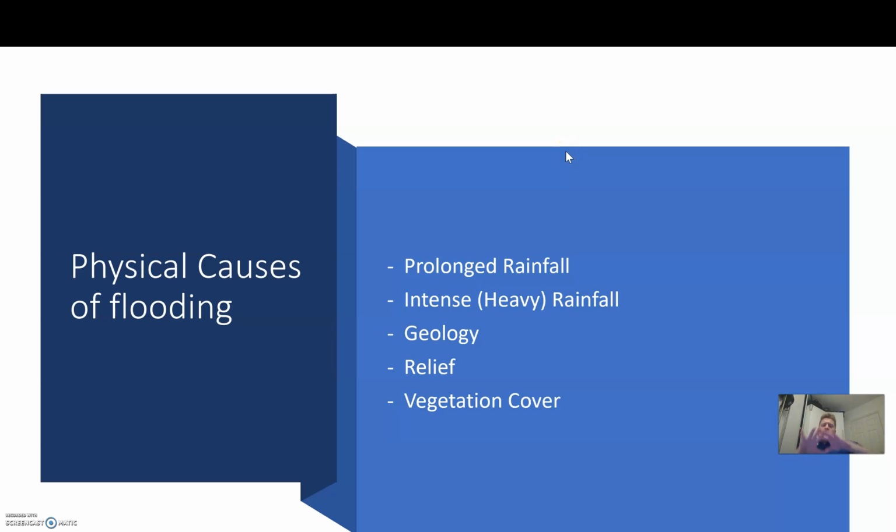So I've deliberately talked in general about how water moves through a drainage basin and different factors that influence how water moves through a drainage basin. When we're talking about physical causes of flooding, these are the five we talk about.